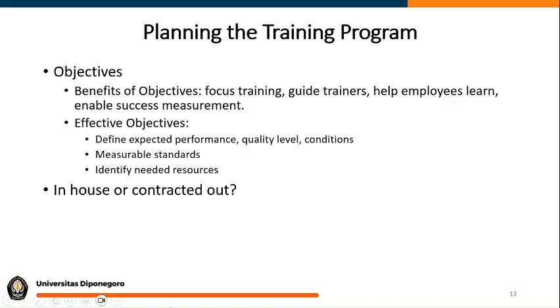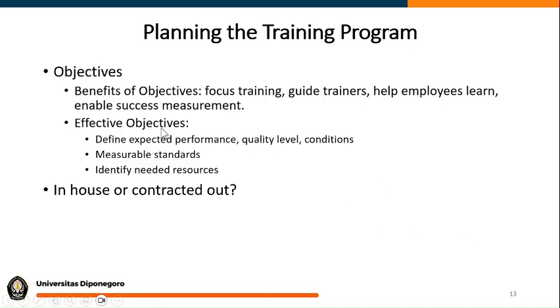And another benefit of objectives is helping the employees to learn, because they understand what the objectives are, and it makes it easier for the employee to catch up on the main topics discussed in the training program. And the last benefit is that by listing, or writing down, the objectives, it will be easier for the management to measure the success of a particular training program.